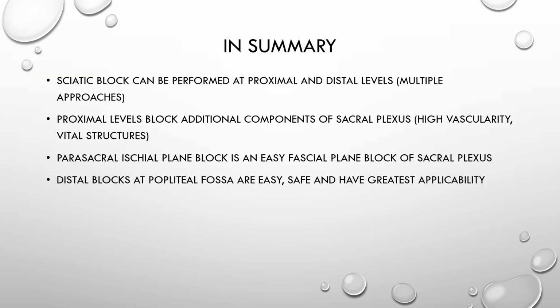In summary, the sciatic block can be performed at either the proximal or the distal levels, and there are multiple approaches to performing this block. The proximal level blocks have the added benefit of blocking the additional components of the sacral plexus, but they come with the additional dangers of being a highly vascular space or being close to vital structures. The parasacral ischial plane block is an easy fascial plane block to the sacral plexus. The distal blocks at the level of the popliteal fossa are easy, safe, and have the greatest applicability.